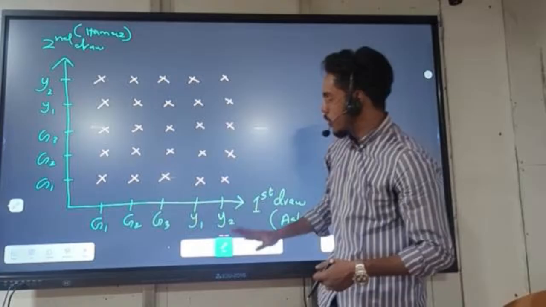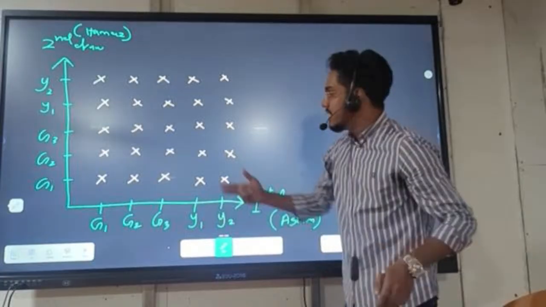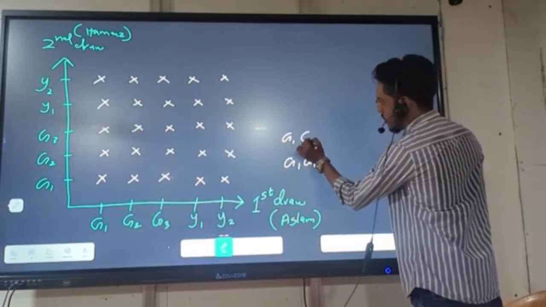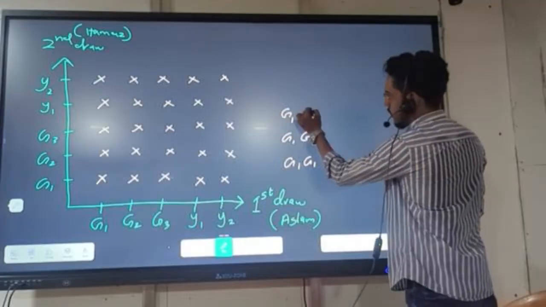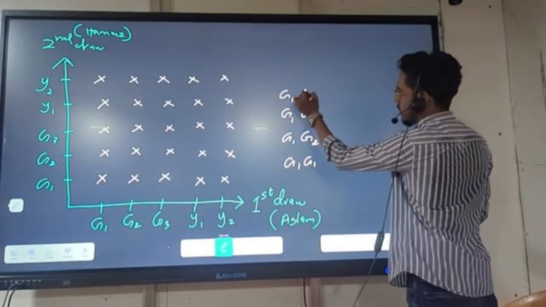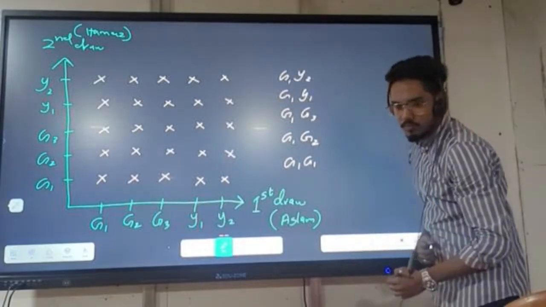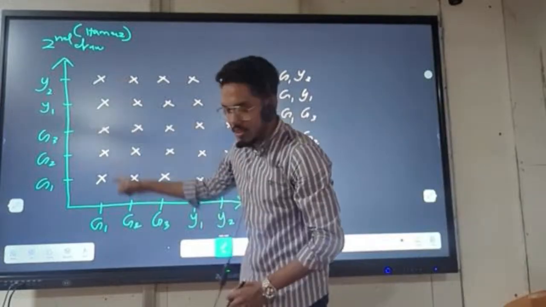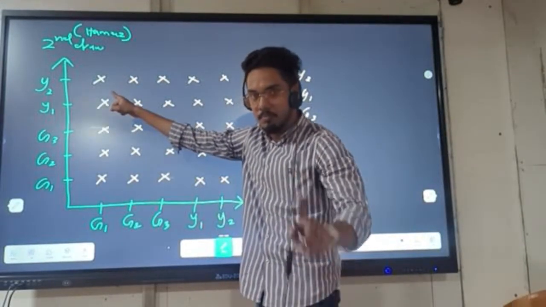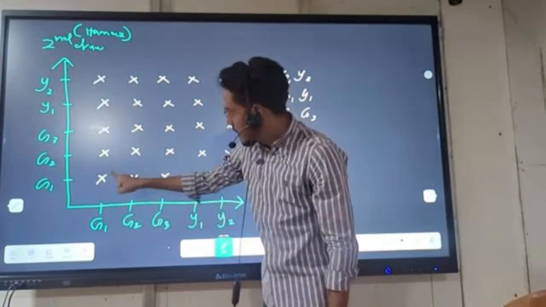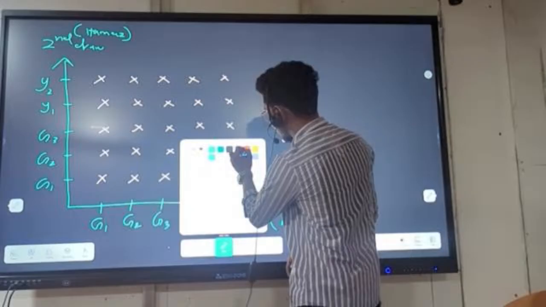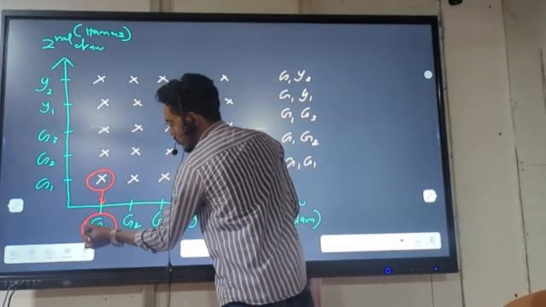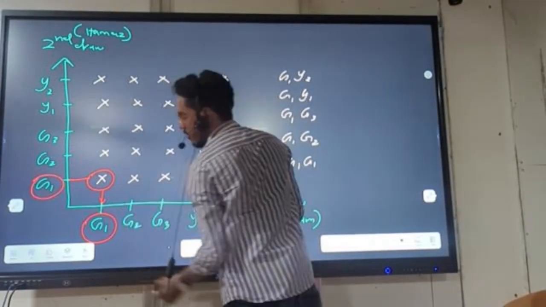Okay, so the point is, earlier, can you remember we wrote like this: G1, G1, G1, G2, G1, G3, G1, Y1, G1, Y2. Instead of writing like this, I can mark these cross symbols. This cross over here means taking G1 in the first draw, G2 in the second draw.